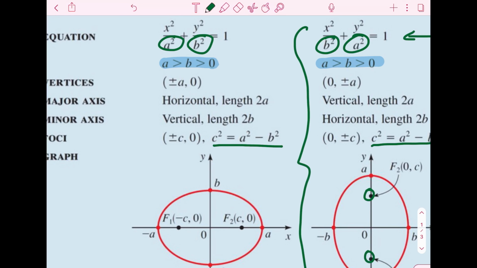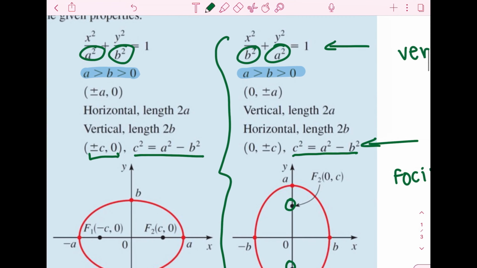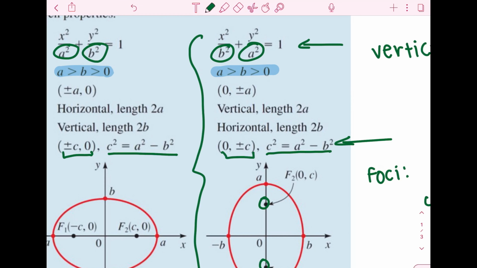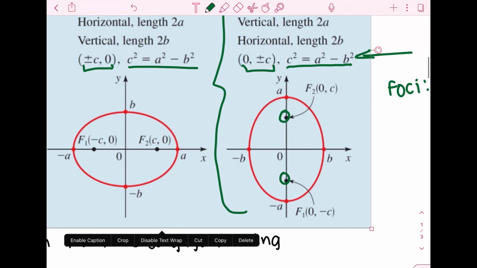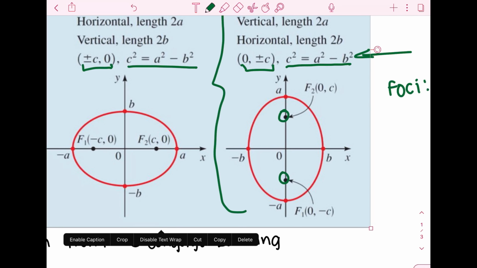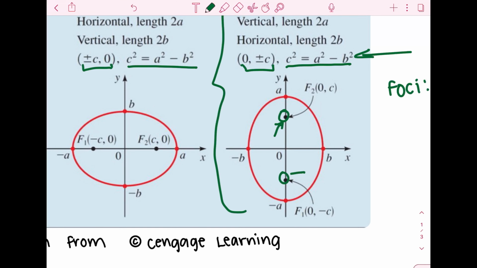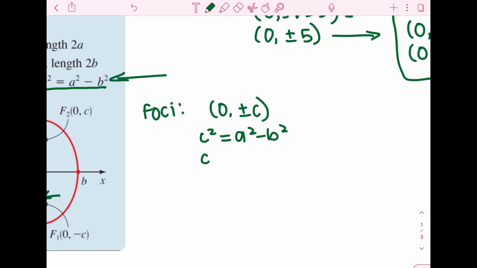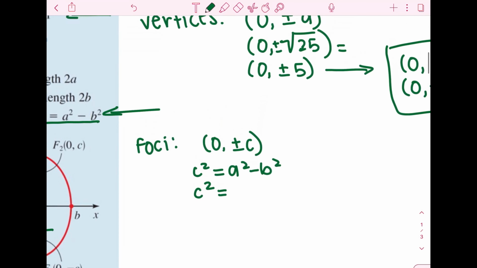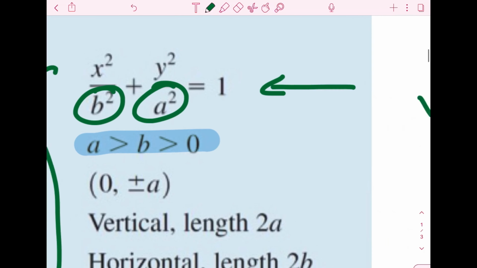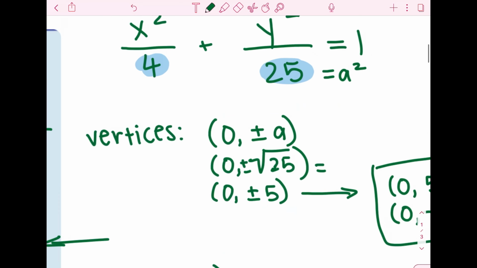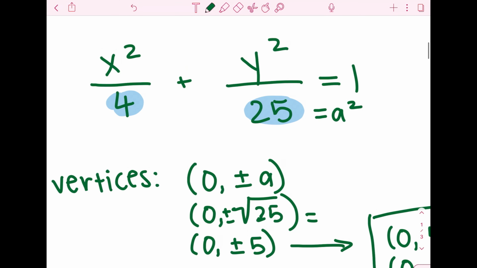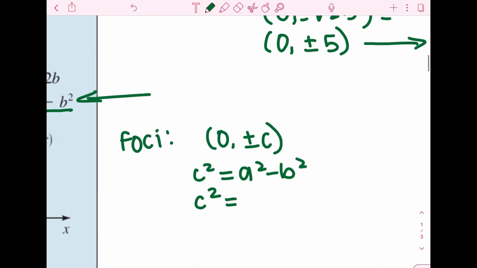The position of c in this case is going to be on the y-axis, which makes sense because our y-axis contains the foci. Okay, back on track. C squared is equal to... where do we get our a squared and our b squared from? Well, they're right over here, so we hop on over to our equation, and we see that a squared is equal to 25, b squared is equal to 4.